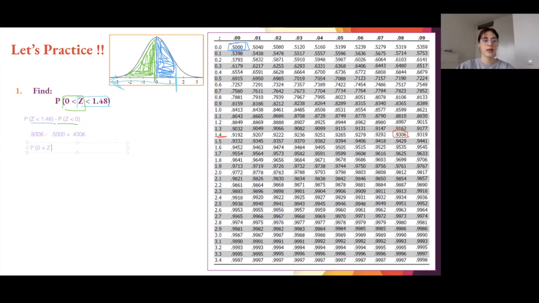So now that we've known that, we can rewrite this as saying the probability that Z is in between 0 and 1.48 is equal to 0.4306. And that's exactly how you would solve this type of problem.